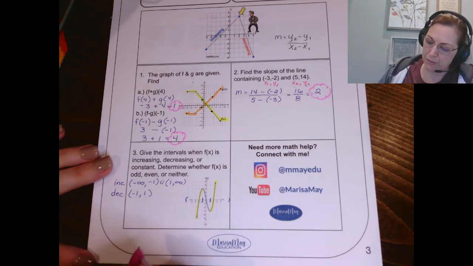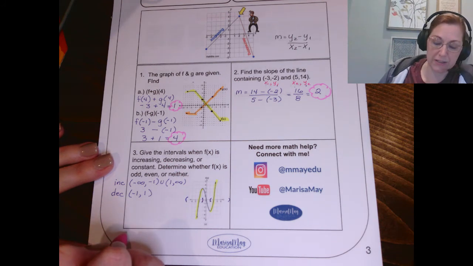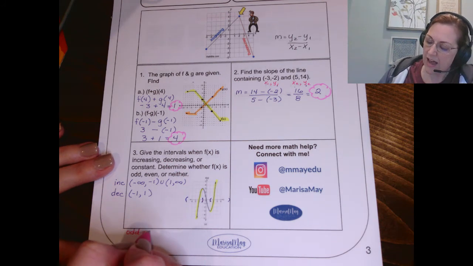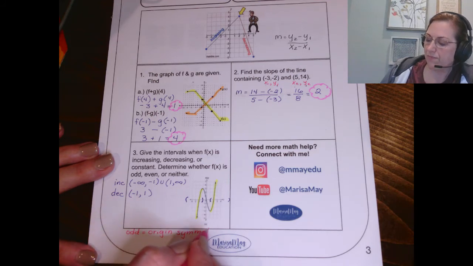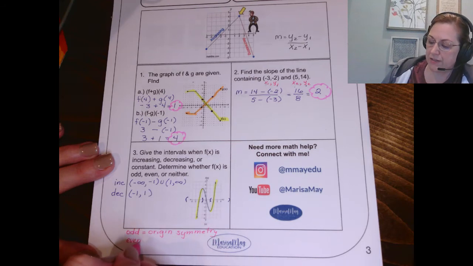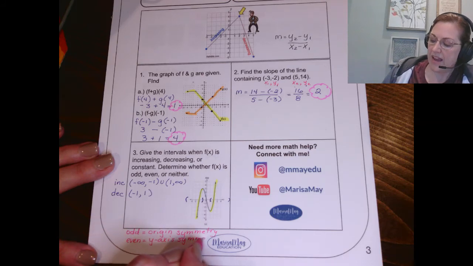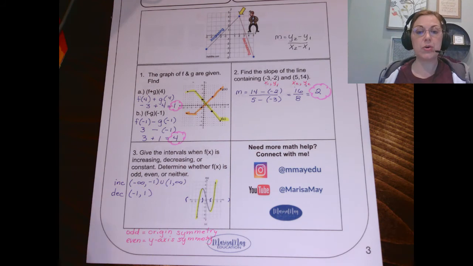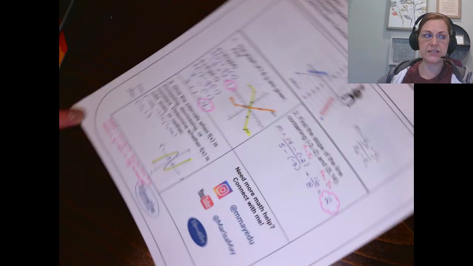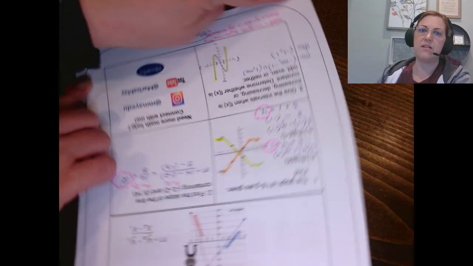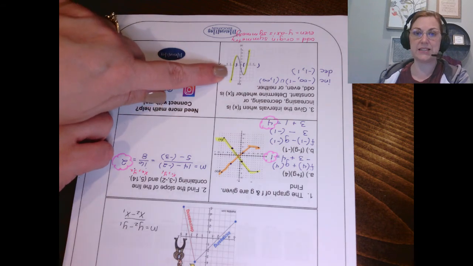So I'm going to make a few notes for myself. Odd functions have origin symmetry. Even functions have y-axis symmetry, and neither have none. Okay, so origin symmetry is, can you rotate the graph 180 degrees and get the same graph? I just take my paper and rotate it. I'm going to rotate it 180 degrees and see if I get the same graph. And look at that. I do. I get the exact same graph.